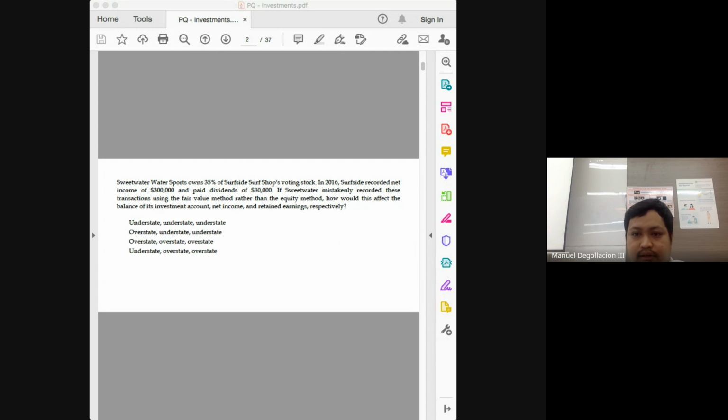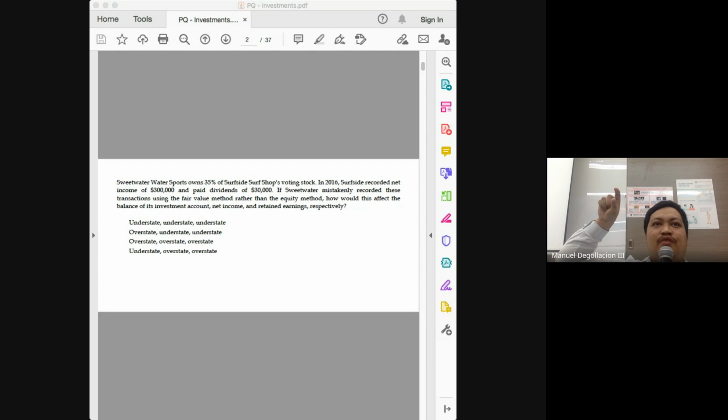And then dividends class will also have no impact on the investment account under the fair value model. Because under the fair value model, what do you do when you receive dividend? Let's say, for example, cash dividend. What will you do when you receive cash dividend under the fair value model? Let's go back to the equity method first. Under the equity method, what do we do when we receive dividends? We debit cash and then we credit the investment account.